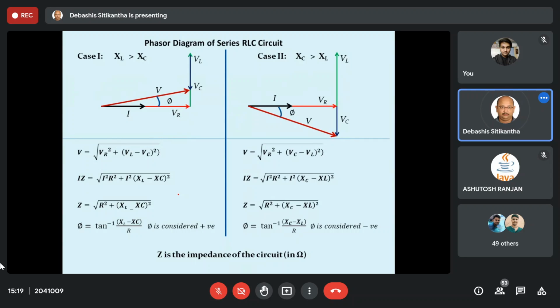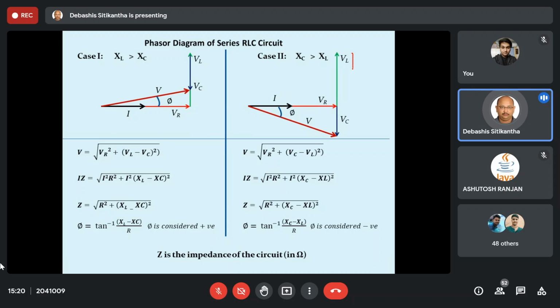Okay, fine. Now let us throw some light on the second part, case 2, where XC is greater than XL. Let us see what is going to happen. Same thing, the current I is taken as the reference. VR is in the same direction because there is no phase difference. Now here we have this VL. Now this VL is less than VC.